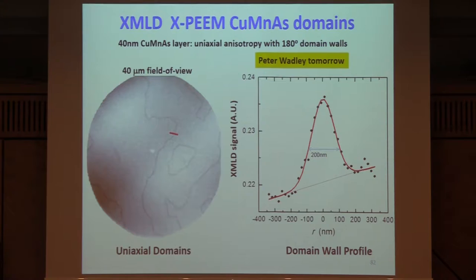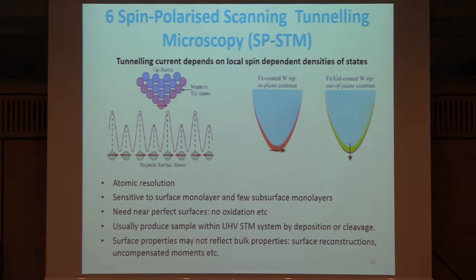Last topic. I said in PEEM, you don't image individual atoms. But in an STM system, a scanning tunneling microscope, you can. You know about this, but just to refresh, if you bring a sufficiently sharp tip very close to a very pristine surface, you can actually see modulations in the tunneling current associated with physical modulations. It's associated with the spatial variation of the tunneling density of states. So you can do that.